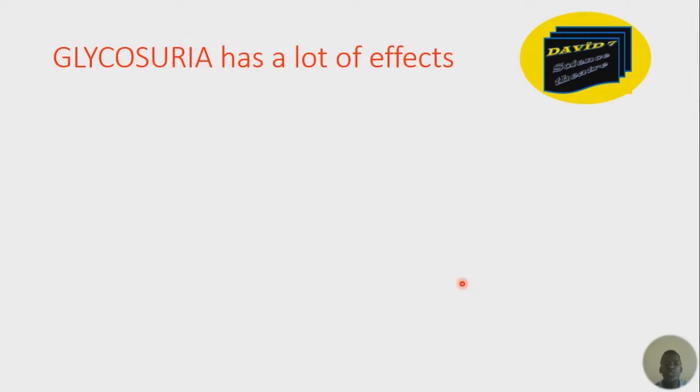Glycosuria has a lot of effects. Look at this. Glycosuria occurs if the blood glucose levels are greater than 180. That's when we start to see glucose molecules in urine. But normally, there shouldn't be glucose molecules in urine. Glucose shouldn't be lost. It should be perfectly reabsorbed within the PCT, right? Yes. So above 180 milligrams per deciliter, we are having glucose in urine.